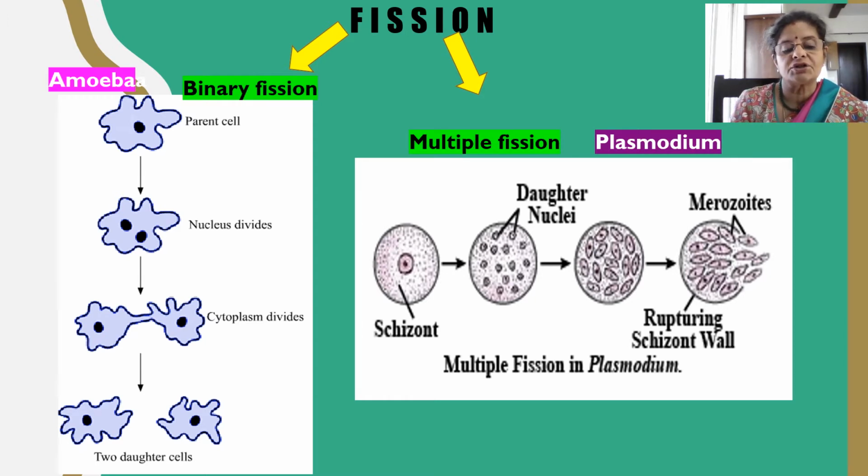And this shows a definite orientation during the cell division. What about multiple fission? How is it different from binary fission? In this, the parent organism divides into many identical daughter organisms.